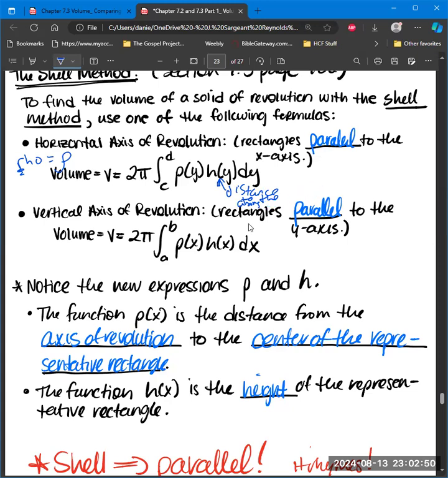Just one of those is going to be the distance to the axis of rotation, and the other one is going to be the function that you're integrating. And so if you have a horizontal axis of revolution, then we're going to have rectangles parallel to the x-axis here. These are parallel to the x-axis, so these are going to be horizontal rectangles.